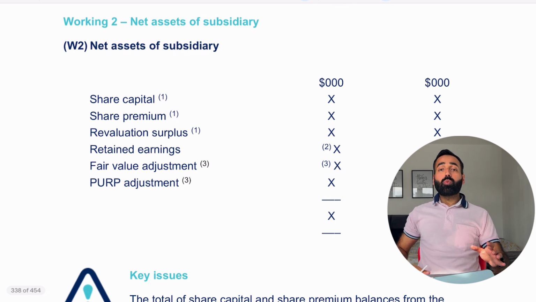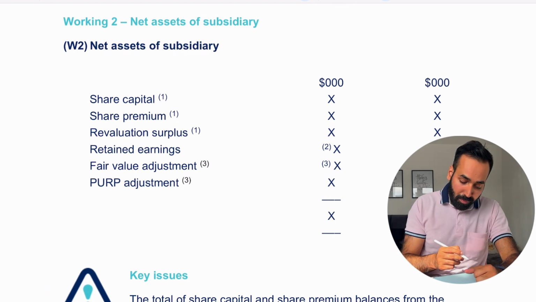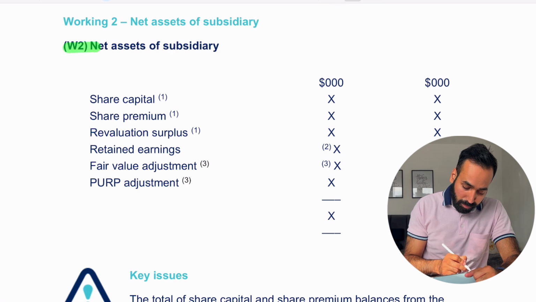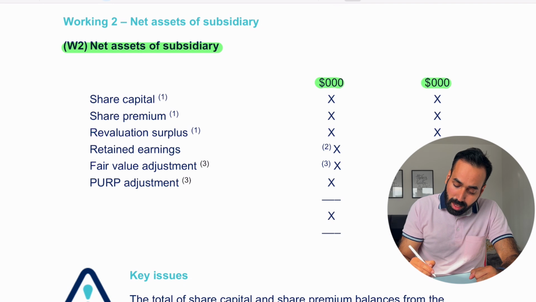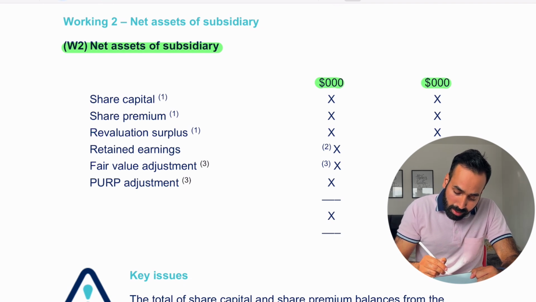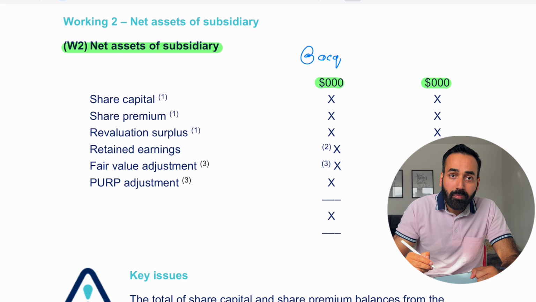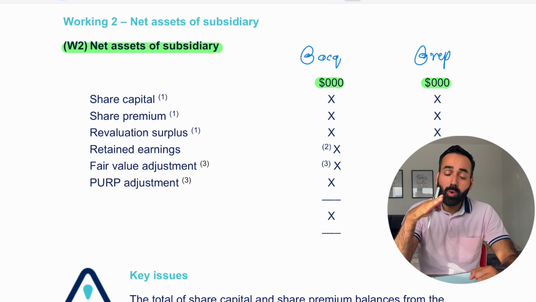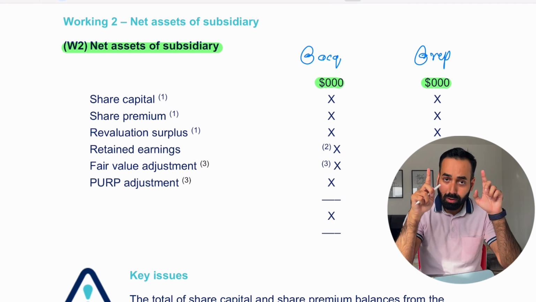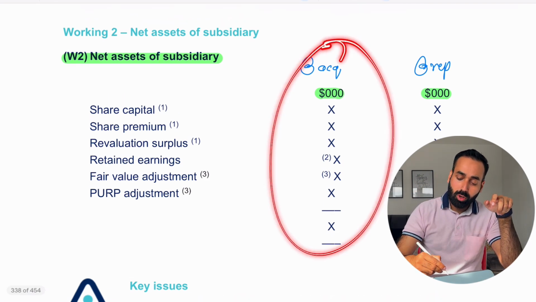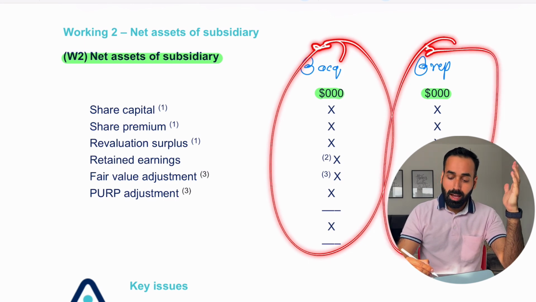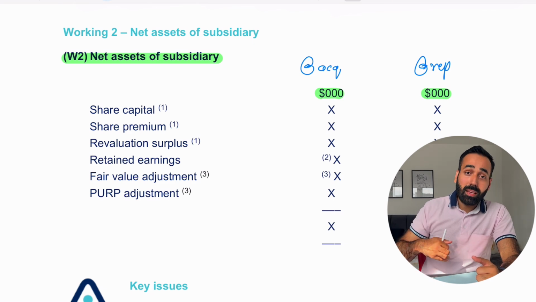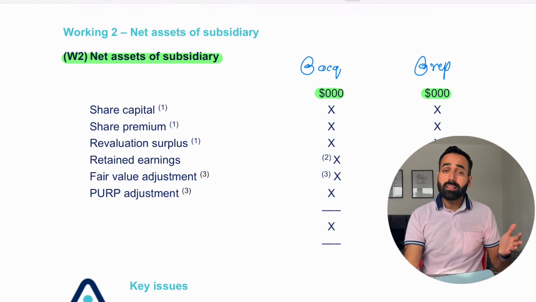Now working two is where you will deal with the net assets of the subsidiary. Here we're looking at net assets of the subsidiary. These are at 2 dates. You can see this is at acquisition date, and this one is at reporting date. So make sure that when you are recording the subsidiary's net assets, you know that there are 2 columns: the first column is taking the details at acquisition date, and the second one is taking the details at reporting date. Now line by line, you have to search this information in the case study that has been given to you.